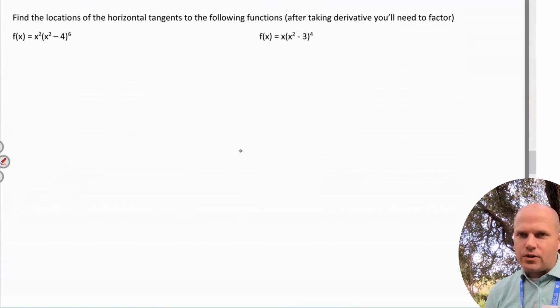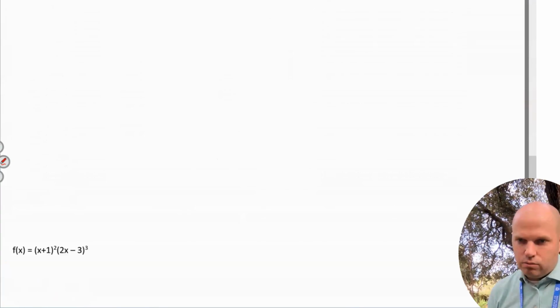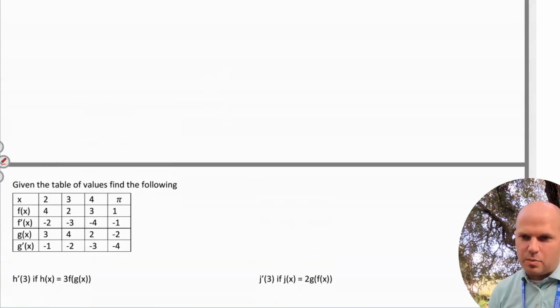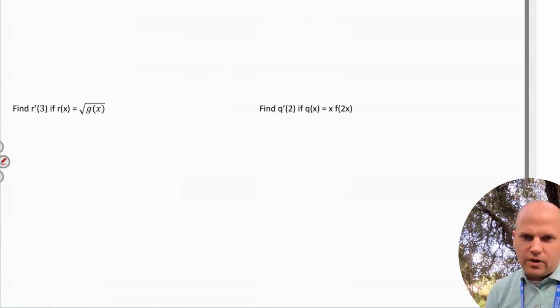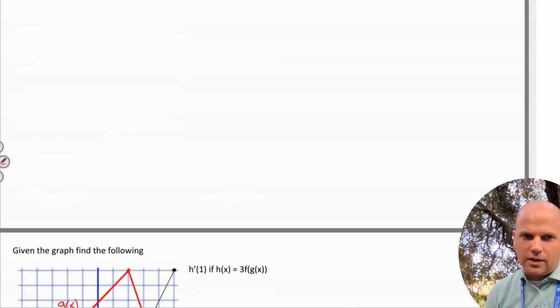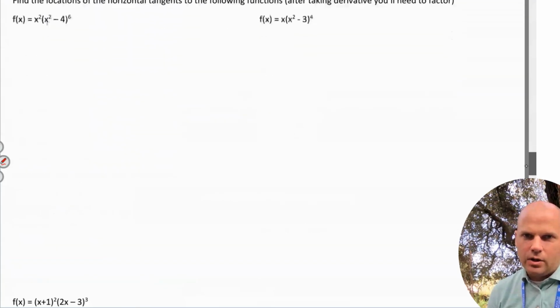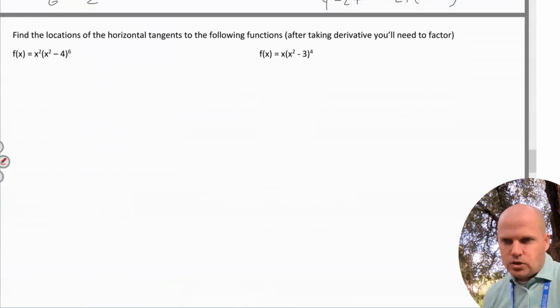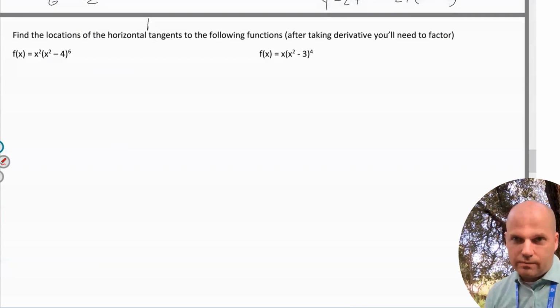Okay, find the horizontal tangent locations. Oof. All right, at least there's only 3 problems, but these are doozies. And then we get into table problems, and then we finish off with more table problems. All right, so those won't take forever. These are doozies because we're trying to find out when our slopes are 0.